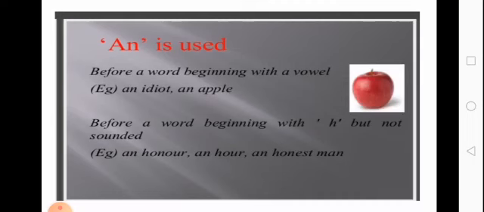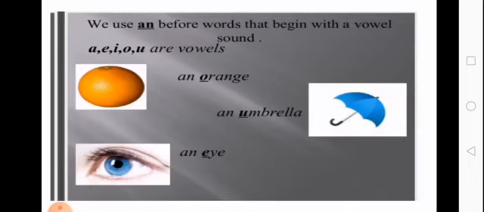An idiot, an apple. Before a word beginning with h but not sounded as the consonants. That's why an honor, an hour, an honest man. All of them start with the H letter, but it starts with the consonant sound. Clear? I hope it's clear to you now. We use an before words that begin with a vowel sound. For example, a, e, i, o, u, okay? An orange, an umbrella, an eye.